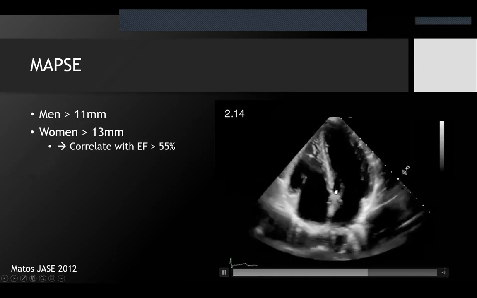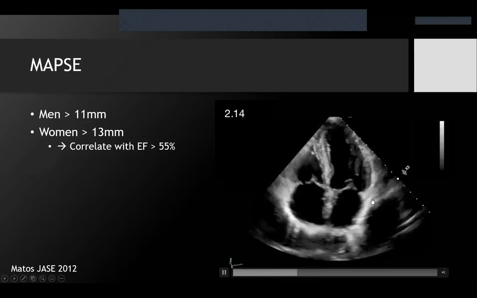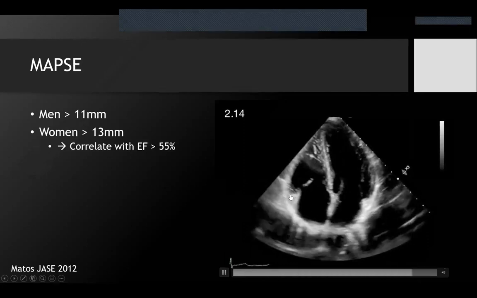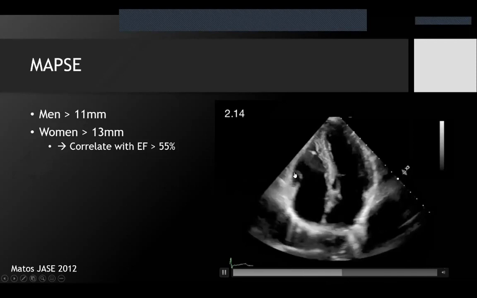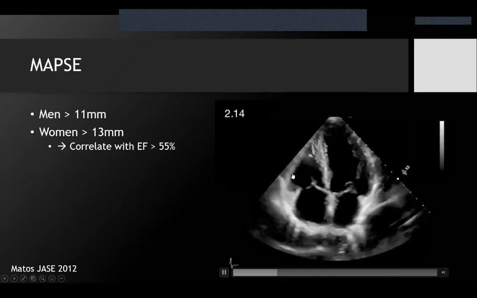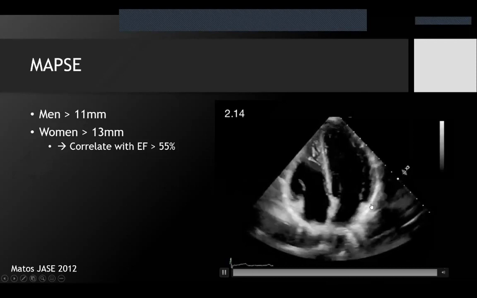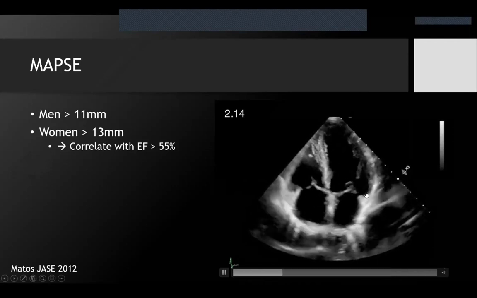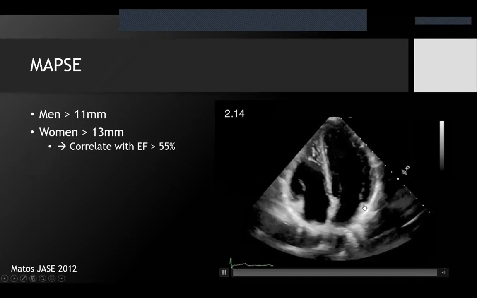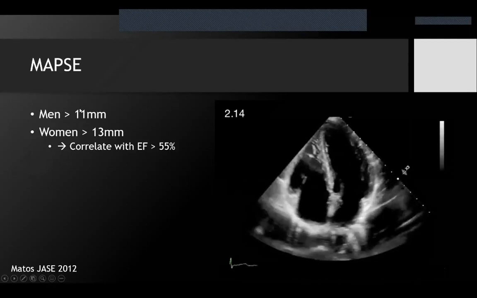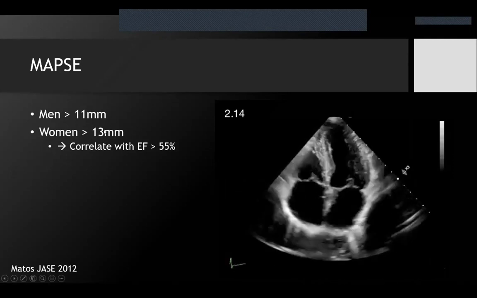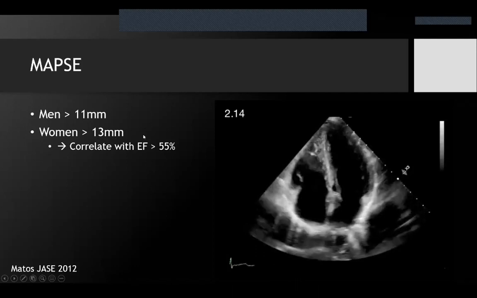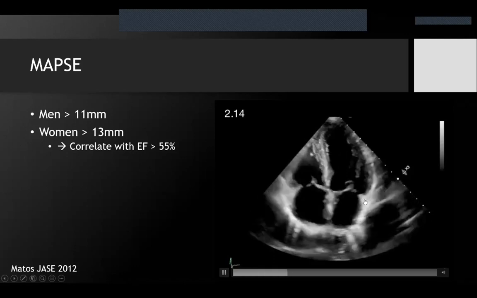So I mentioned how this annulus is moving up and down, longitudinally. The RV has a much more dominant longitudinal motion to its contraction than the LV. And so a normal TAPSE is actually higher than the normal MAPSE. But what we want to do is measure the distance that this mitral annulus is moving up and down in systole, right? And in men, if it moves more than 11, in women, if it moves more than 13 millimeters, 1.3 centimeters, that correlates with an EF of greater than 55%.